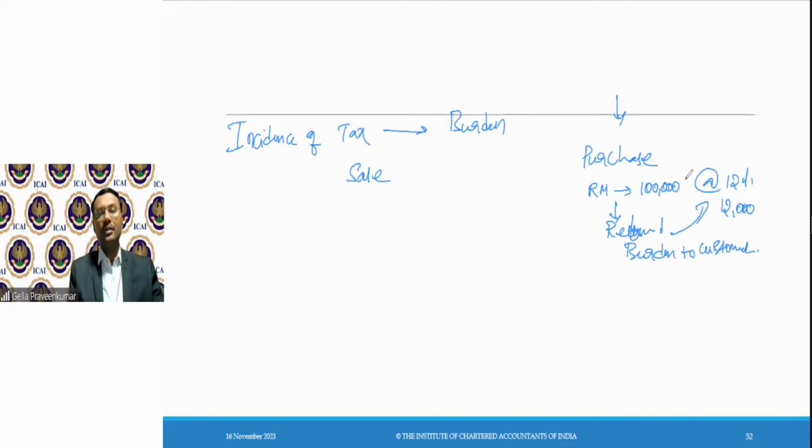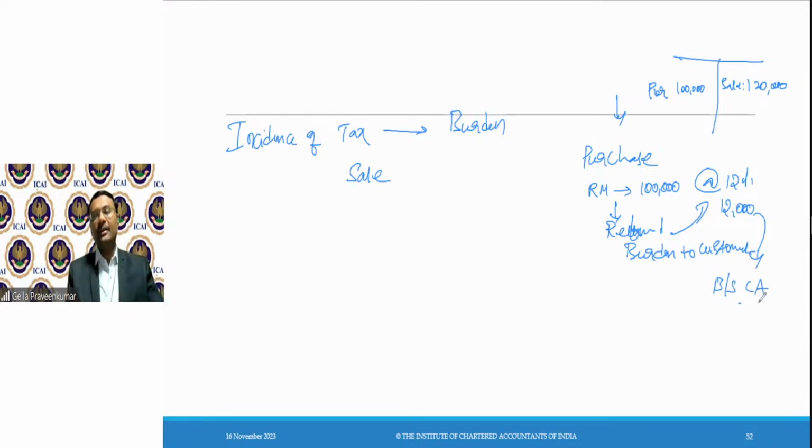So here, when I prepare my costing, in my profit and loss account, I'll say purchases 1 lakh, profit margin at the rate of 20%, sale 1 lakh 20,000. And this 12,000 I'll report in my balance sheet as a current asset, shown as money recoverable from government, money recoverable in cash or kind from government. So based on my P&L account, if you see, my cost of operation is only 1 lakh. It is not actually 1 lakh 12,000.